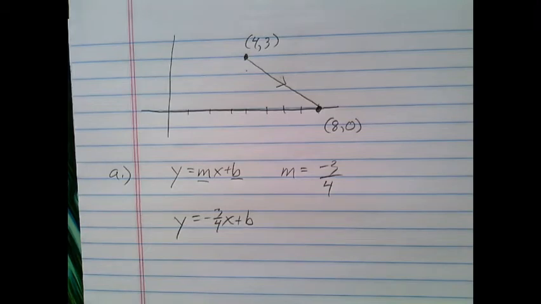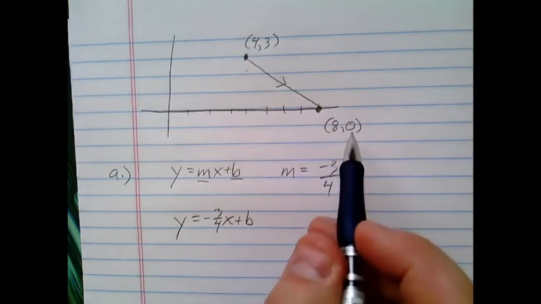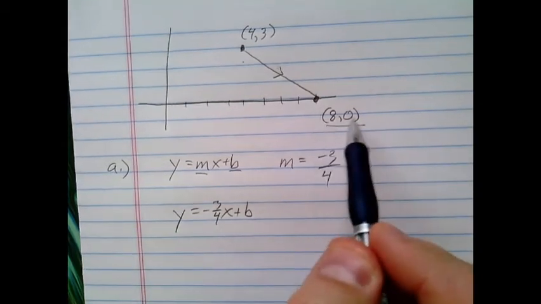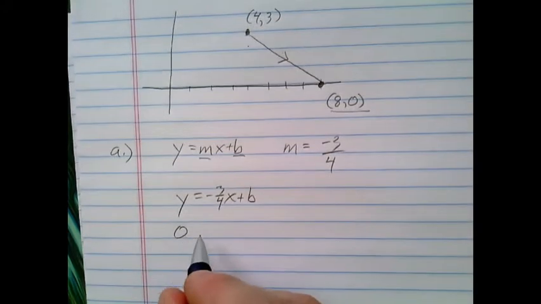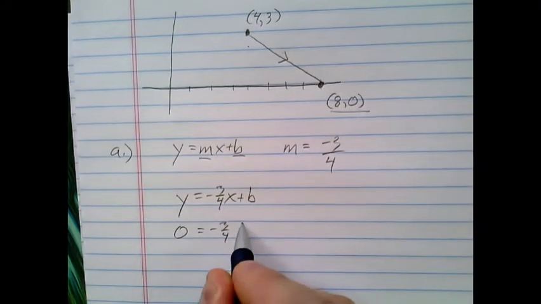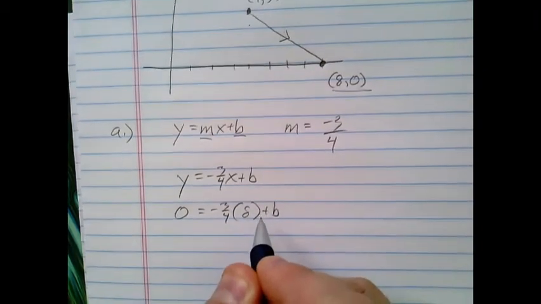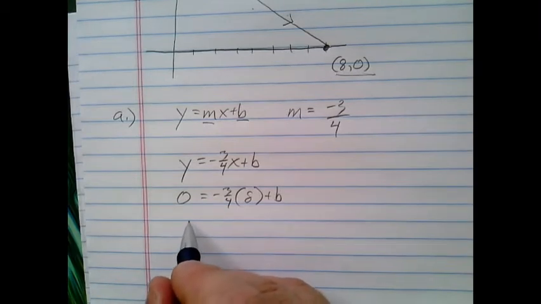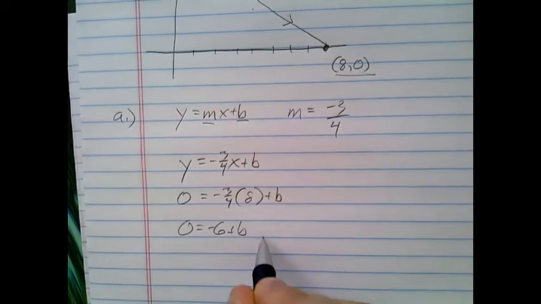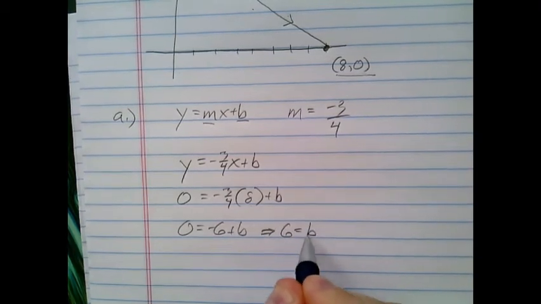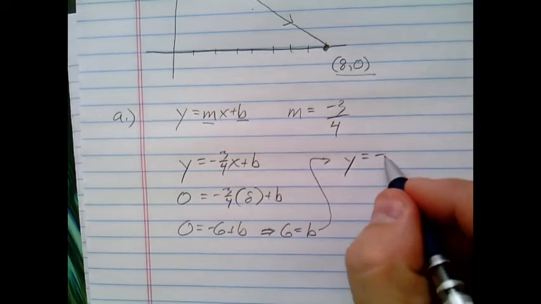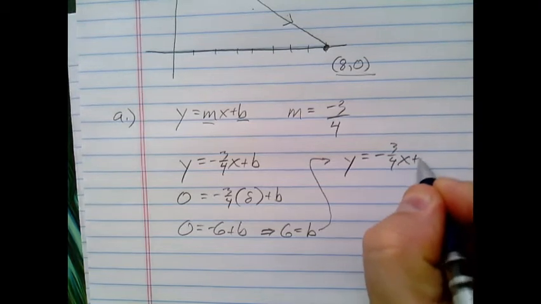We need a value for b in order to complete our equation. To get that value, we can just choose either of our known points and plug them in. Maybe I'll just take this one since it's still on the screen. X value, y value. So I'll put 0 in for y, and negative 3/4 times 8. Well, negative 3/4 times 8 is negative 6. So 0 equals negative 6 plus b, so 6 equals b. And therefore we can say that y equals negative 3/4 x plus 6.